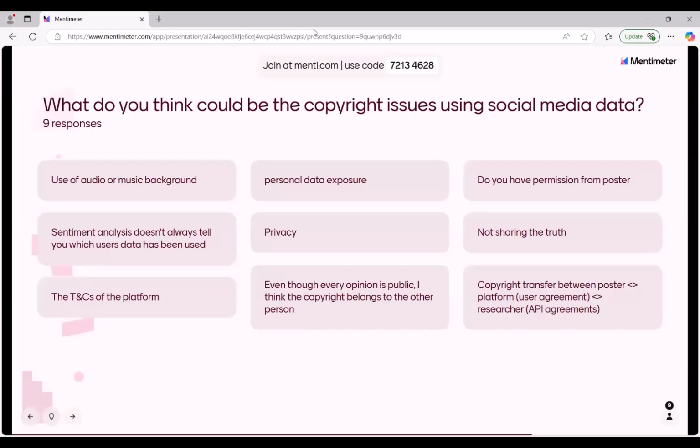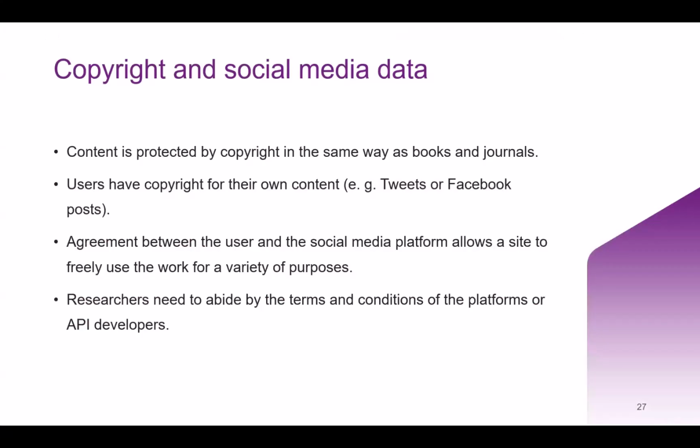Copyright transfer between poster, platform, user agreement, researcher, API agreements. Yes, that all depends on the agreement, terms and conditions, permissions that are in place using those APIs and social media platforms. That is right. Thank you very much for your responses. Let's get back. Yeah, so you are very right.